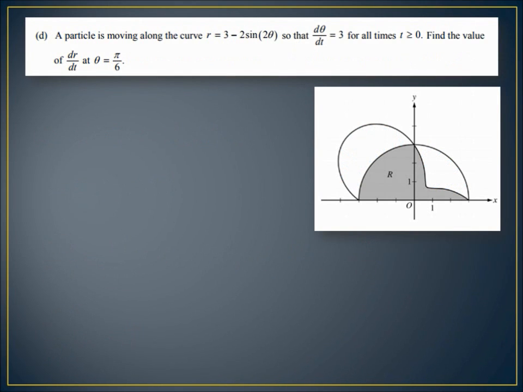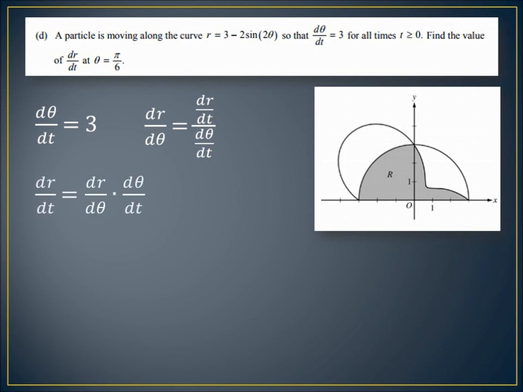Now moving on to the last part of the FRQ, a particle is moving along the curve r equals 3 minus 2 sine 2 theta, so that d theta/dt equals 3 for all times t greater than or equal to 0. Find the value of dr/dt at theta equals pi over 6. Now, let's start with what they give us first. They give us that d theta/dt equals 3. And you know that dr/d theta is dr/dt over d theta/dt. Simple algebra. If you divide the top and bottom by dt, it should equal the same thing.